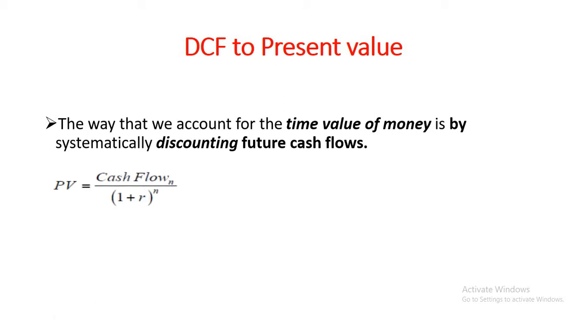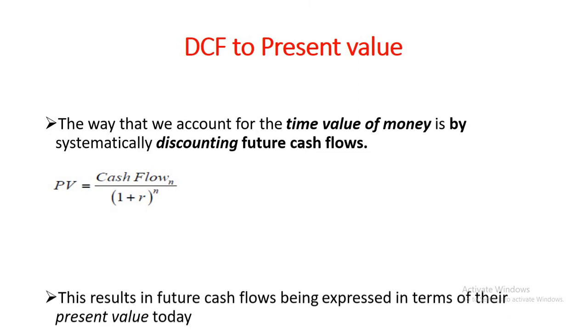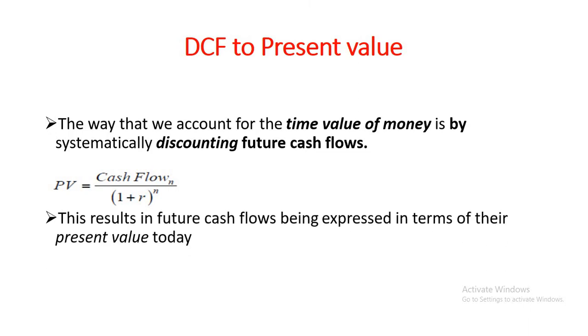The formula to find out present value is PV, which indicates present value, equal to cash flow divided by (1 plus R) to the power n. R indicates the discount rate and n is the number of periods. This results in future cash flows being expressed in terms of their present value today.